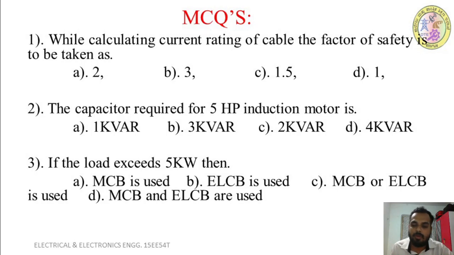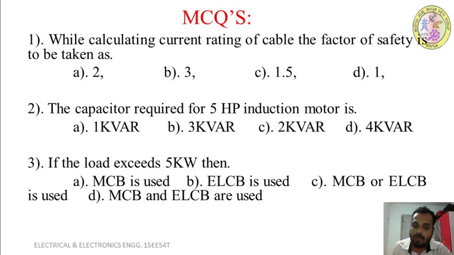The answer is C, 2 kVAr, right? So next question, we'll go to the next question. Question number 3. If the load of your factory is exceeding 5 kilowatt, then A, MCB is used, B, ELCB is used, C, MCB or ELCB is used, D, MCB and ELCB are used.